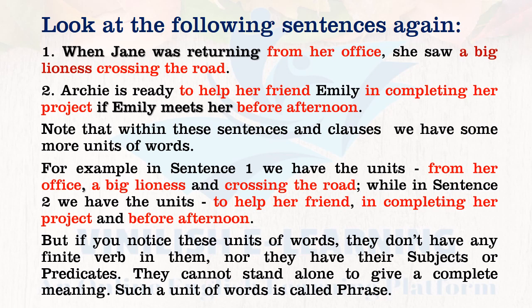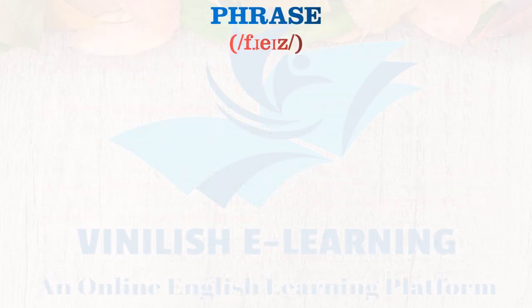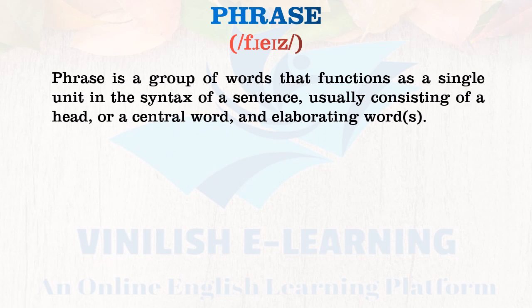But if you notice, these units of words don't have any finite verb in them, nor do they have their subjects or predicates. They cannot stand alone to give a complete meaning. Such a unit of words is called a phrase. Phrase is a group of words that functions as a single unit in the syntax of a sentence, usually consisting of a head or a central word, and elaborating word or words.